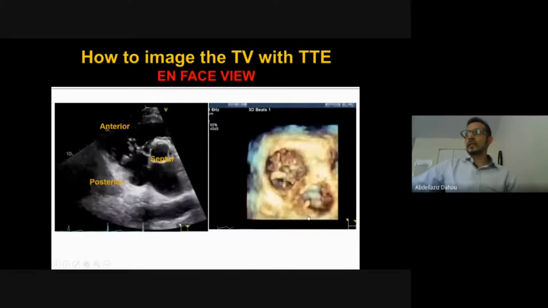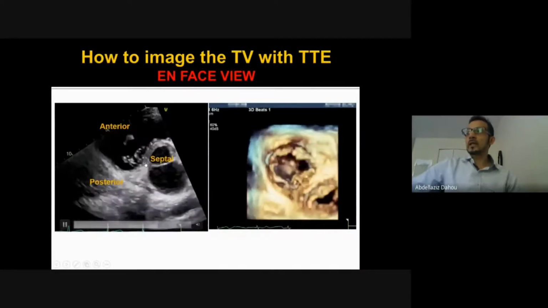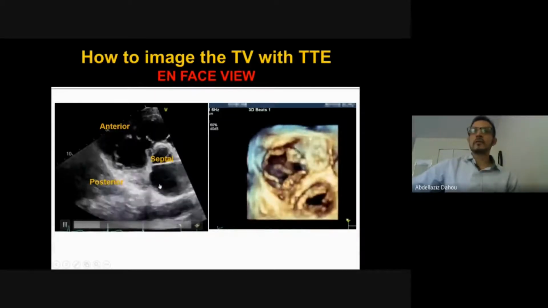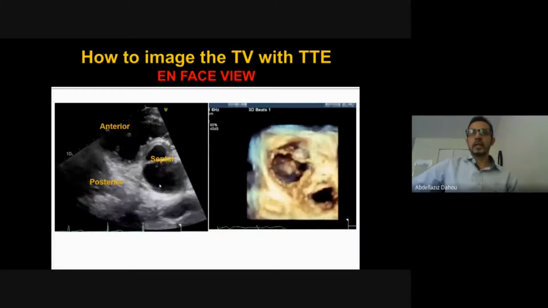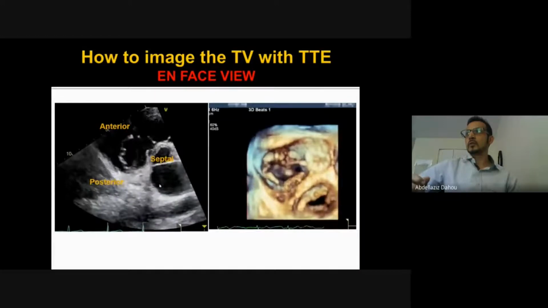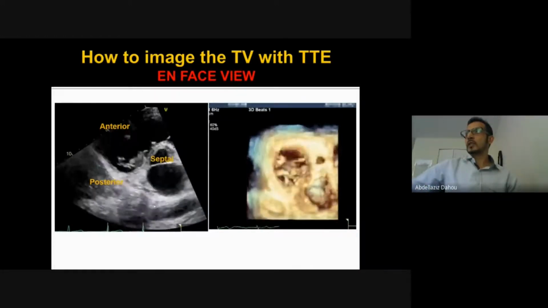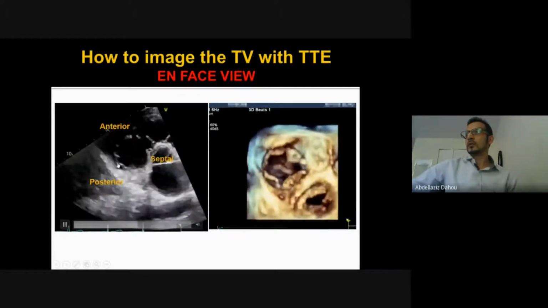Another view can allow you to see the three leaflets at the same time. If you have more than three leaflets, you can see them. This is the en face view of the tricuspid valve. From the short axis, you can angulate your probe toward the tip of the valve, and you can see here the septal leaflet, the anterior leaflet, and the posterior leaflet.